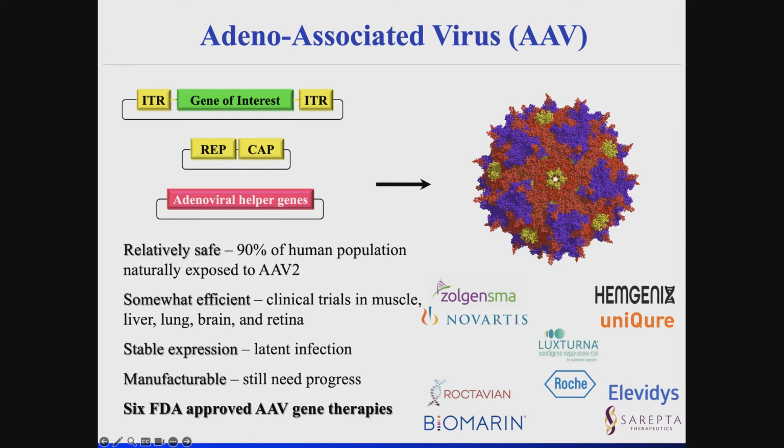These viral particles, although they evolved for infection of lung, are somewhat efficient in gene delivery to a number of other tissues and have been, as a result, used in clinical trials for muscle, liver, lung, brain, and retina. Upon depositing the DNA cargo in the nucleus of a target cell, that cargo can persist for long periods of time, provided that the cell is not dividing, potentially even for the rest of the lifetime of a patient. There still needs to be progress in manufacturing at scale, but they're good enough to be able to get into the clinic. And as a result of all these attributes, 6 AAV-based gene therapies have been approved by the FDA to date, including some that we can see over here.